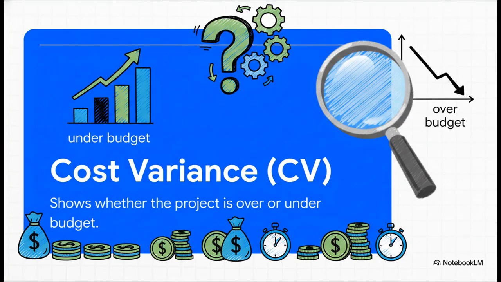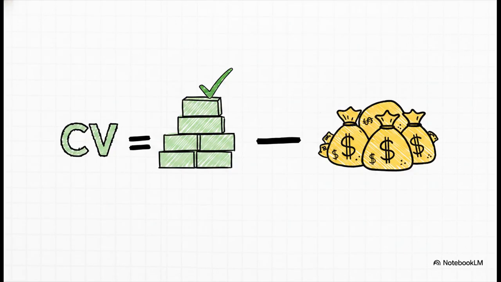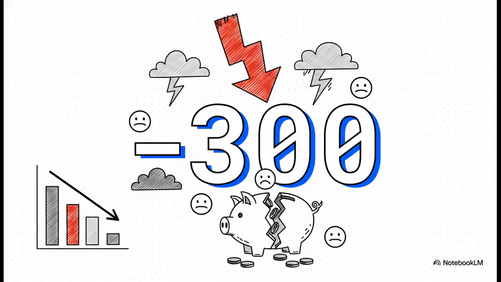First up is cost variance, or CV. This one is super simple but incredibly powerful. It answers that classic question. For the work we've completed, are we over or under budget? And the formula couldn't be easier. You just take your earned value and subtract your actual cost. So for our project, that's $2,500 minus $2,800. And that gives us negative $300.